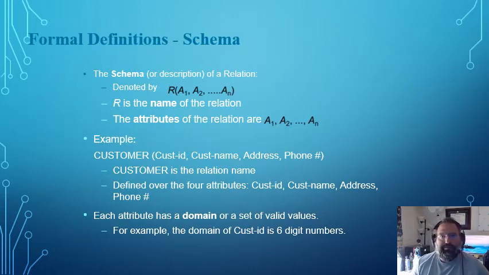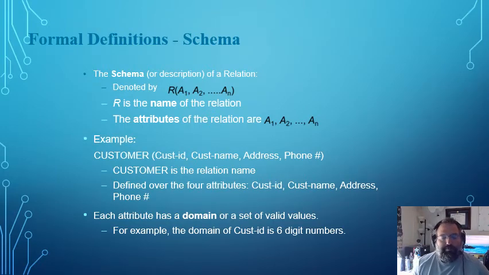An alternative to that is the concept of a natural key, which is something that just naturally defines the uniqueness of something. The schema or description of a relation is denoted by R(A1, A2, ..., An). R is the name of the relation. The attributes of the relation are the attributes A1 through An. For example, Customer(CustID, CustName, Address, PhoneNumber). Customer is the relation name. It is defined over the four attributes of customer ID, customer name, address, and phone number.